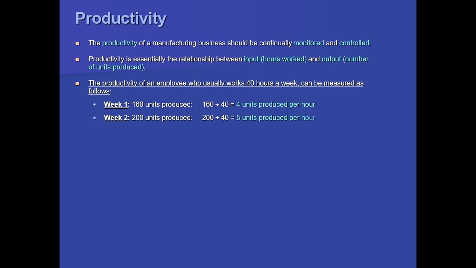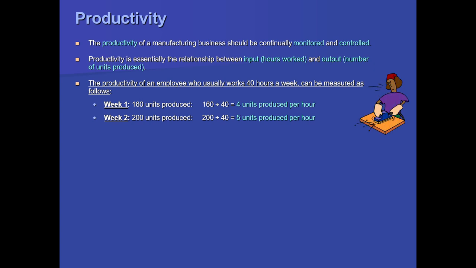Okay. Now let's look at this. You produce 160 units, and in a week you'll have 40 hours. That is 8 hours per day, and you normally have five working days. Now, if you take 8 hours and multiply by 5, it will give you 40 hours per week. Now, if they produce 160 units per week, it means that they produced 4 units per hour. If they produced 200 units per week, it means they produced 5 units per hour.